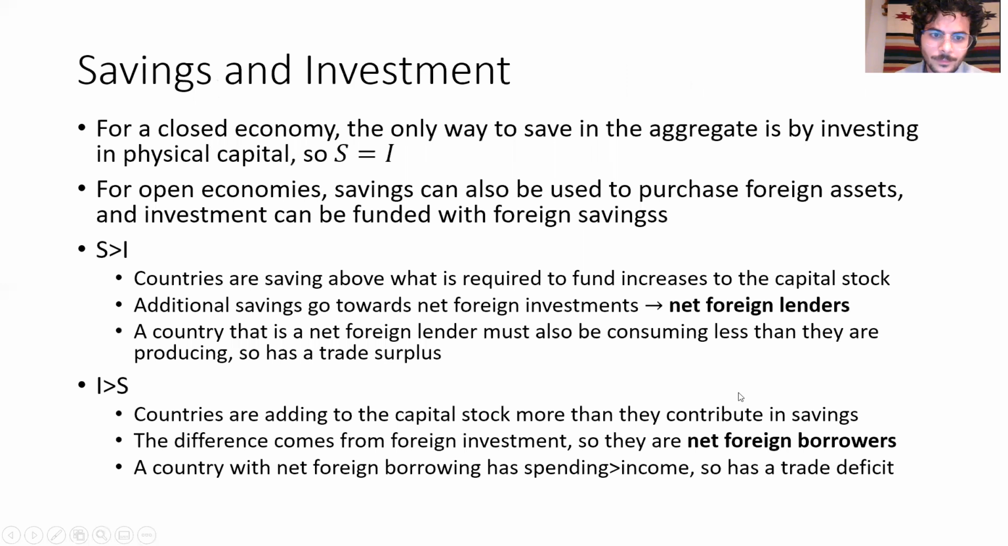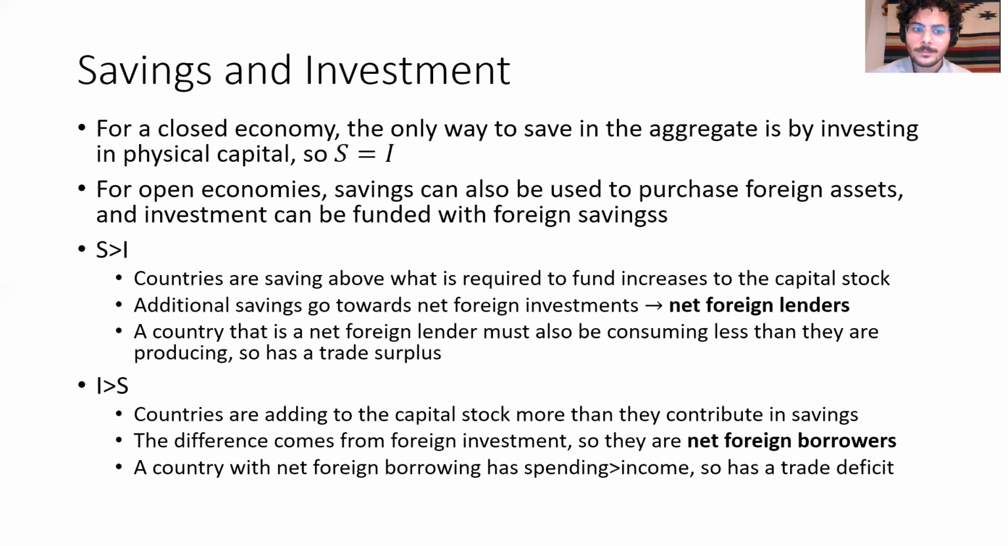So that's not the most intuitive expression, even though it is very useful. So let's try to give this a little bit of interpretation. For a closed economy, savings and investment are necessarily linked in a one-for-one relationship. The only way to save in the aggregate is by investing in physical capital. Households could be saving or borrowing, but they're just saving and borrowing from each other, right? So when we add all that up, it's just going to be zero. But investing in physical capital is the only way that we can really be transferring real resources from one period to the next. So the only vehicle for aggregate savings is investment. And really the only way to fund investment is through savings. So savings has to be equal to investment for a closed economy.